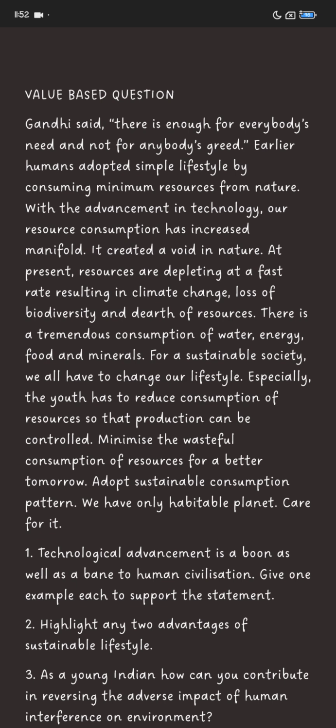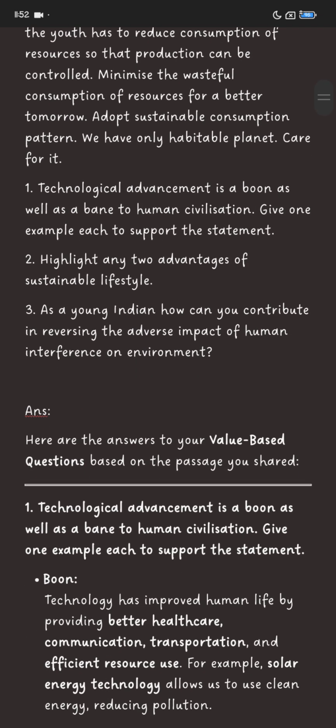Minimize the wasteful consumption of resources for a better tomorrow. Adopt a sustainable consumption pattern. We have only one habitable planet. Care for it. So technological advancement is a boon as well as a bane to human civilization. Give one example each to support the statement. Highlight any two advantages of sustainable lifestyle. As a young Indian, how can you contribute in reversing the adverse impact of human interference on environment?